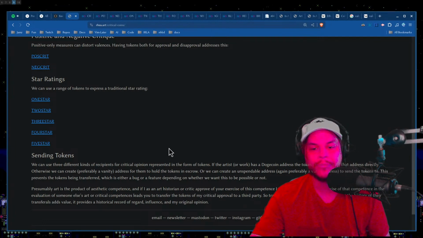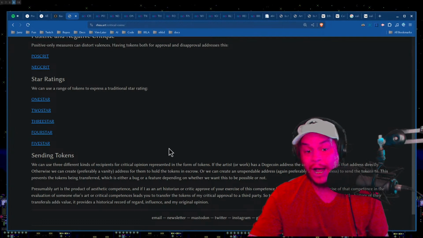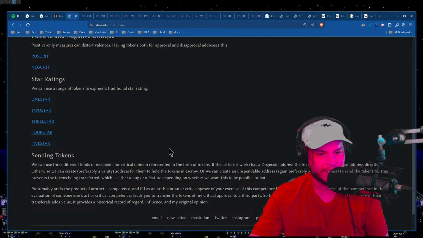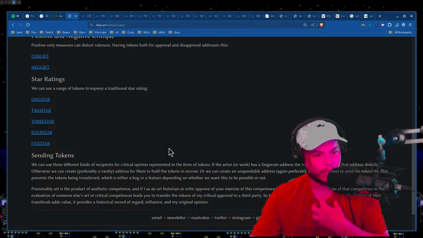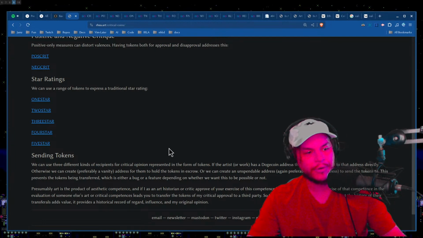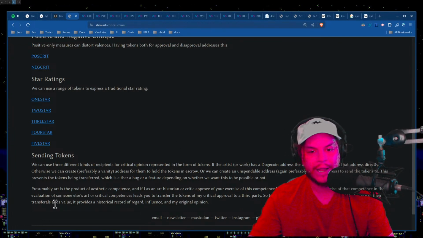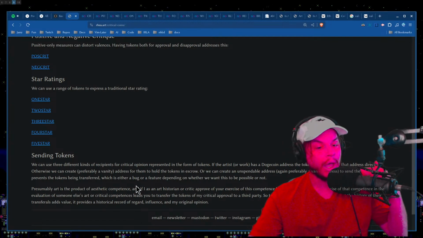That's my style. Presumably, art is the product of aesthetics competence. And if I, as an art historian or critic, approve of your exercise of this competence, I cannot fault you in your exercise of that competence in the evaluation of someone else's art or critical competences, lead you to transfer the tokens of my critical approval to a third party. So transferable tokens make sense in the fact that history of their transferal adds value and it provides the historical record of regard, influence, and my original opinion.